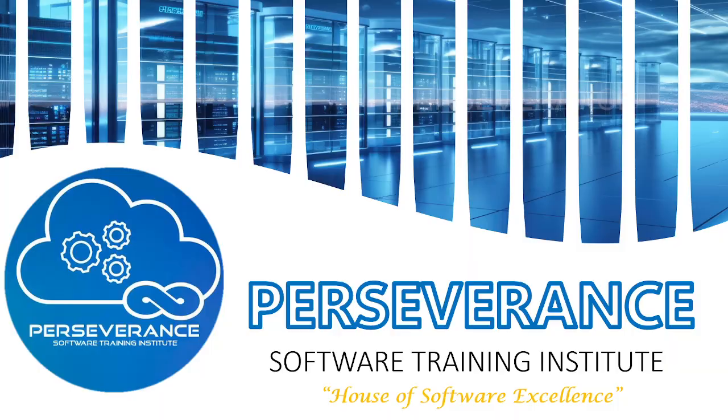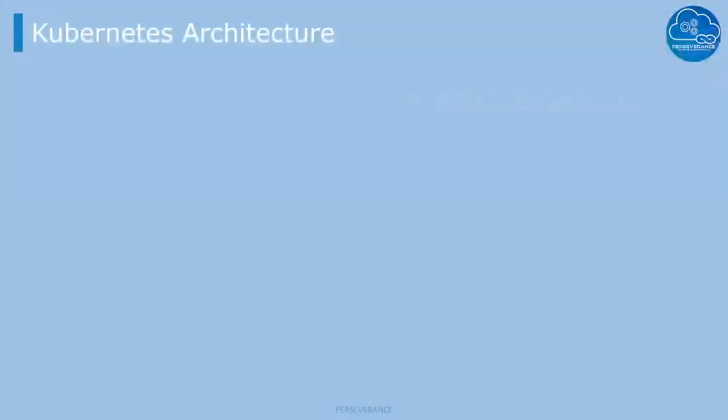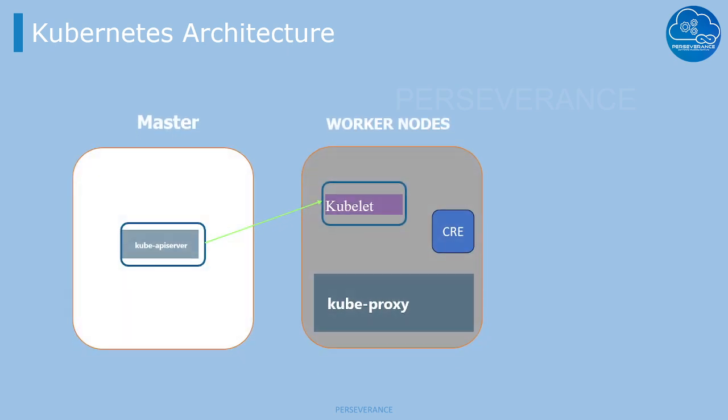We'll look into Kubernetes architecture part two, where in part one we focused on the master node and its components, and now we'll focus on worker nodes and their components. By the end of this video, you will have complete clarity on how a Kubernetes architecture works. You already know that it has a master and worker node combination.